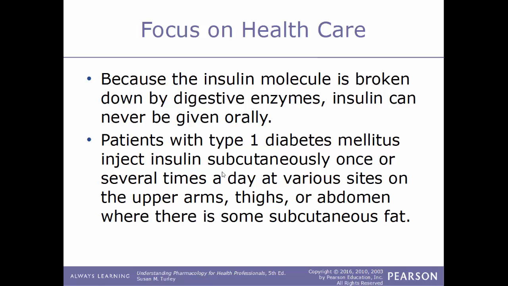Now, because the insulin molecule is broken down by digestive enzymes, insulin can never be given orally. Now, patients with type 1 diabetes mellitus inject insulin subcutaneously once or sometimes several times a day at various sites on the upper arms and the thighs or the abdomen where there is subcutaneous fat.